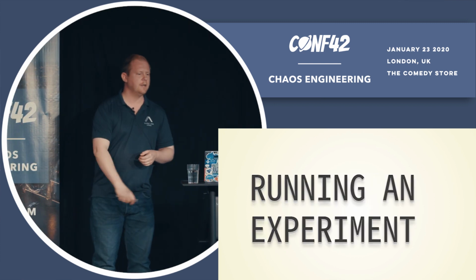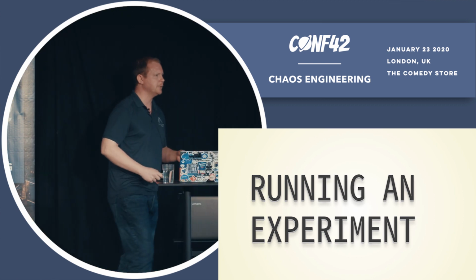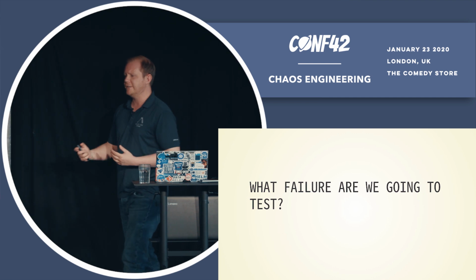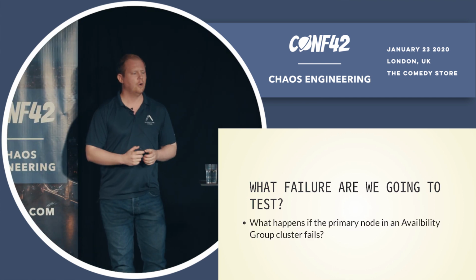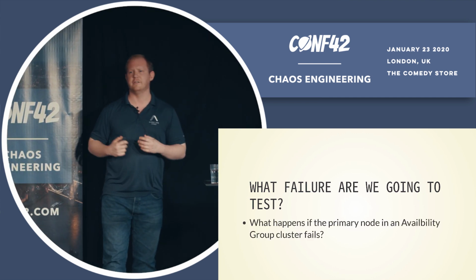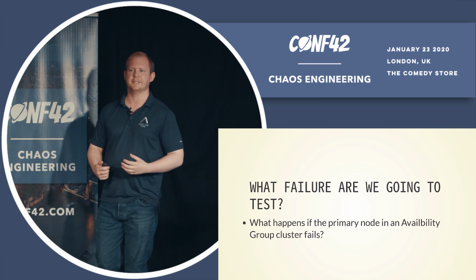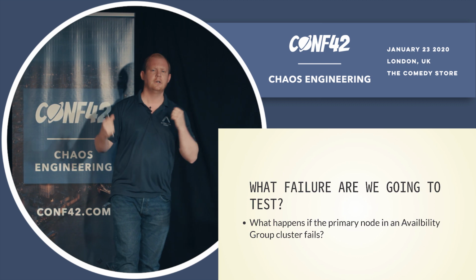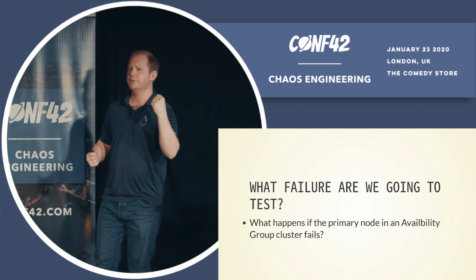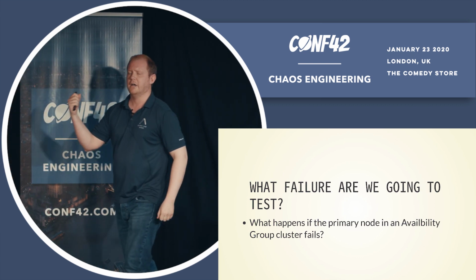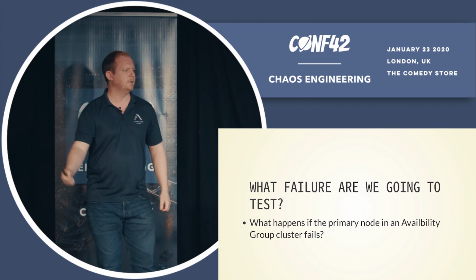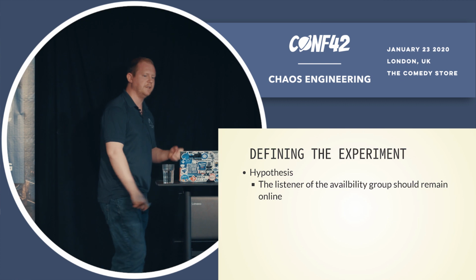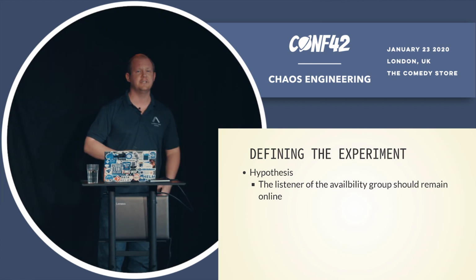So let's go ahead and have a look at running an experiment. What test are we going to run? I've already mentioned it. Let's have a look at what happens if the primary node in an availability group cluster fails. So we're going to have a 2-node cluster. That primary node is going to go down. What are we expecting to happen? So let's define the experiment, the hypothesis. The listener of the availability group should remain online. The listener is the endpoint.